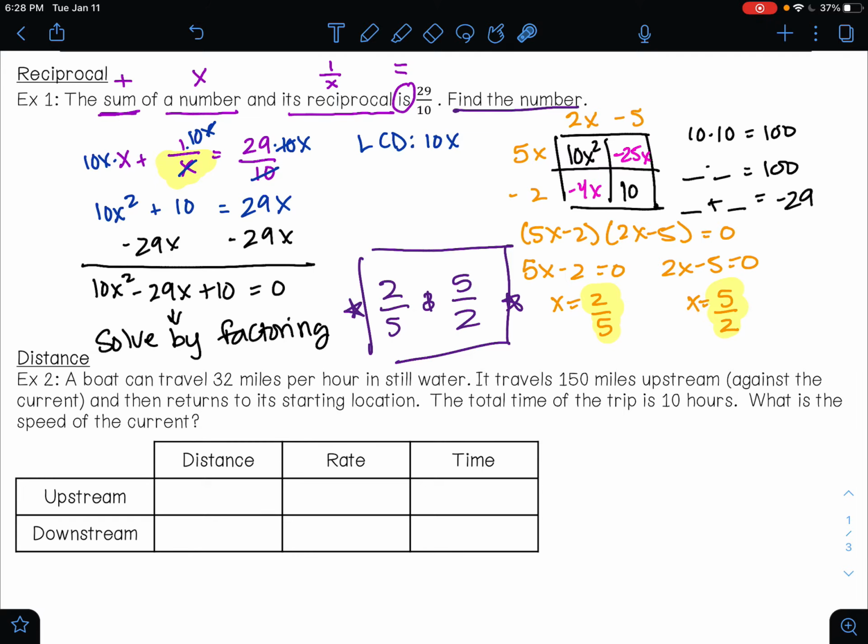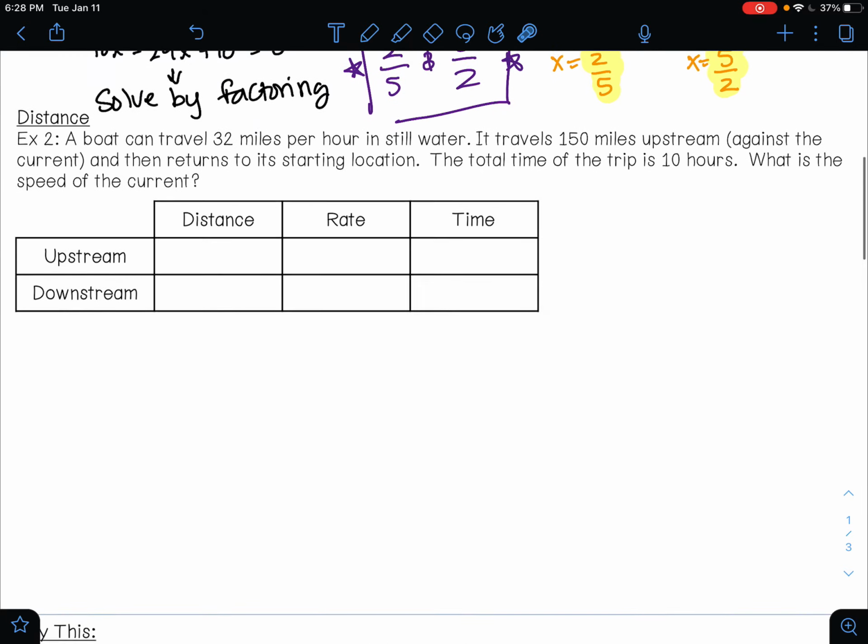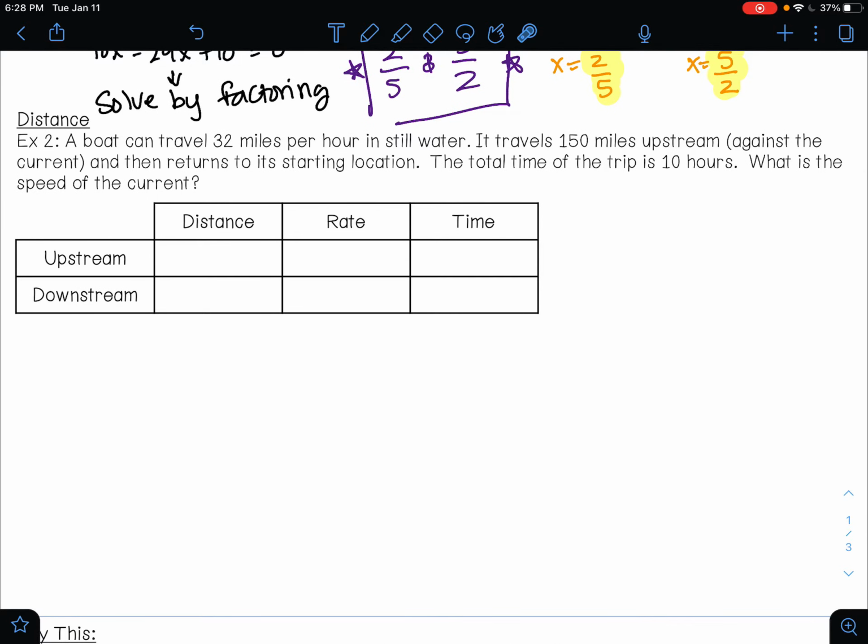If we look at example 2, this is a distance problem. It says a boat can travel 32 miles per hour in still water. It travels 150 miles upstream, which is against the current, and then returns to its starting location. The total time of the trip is 10 hours. What is the speed of the current?